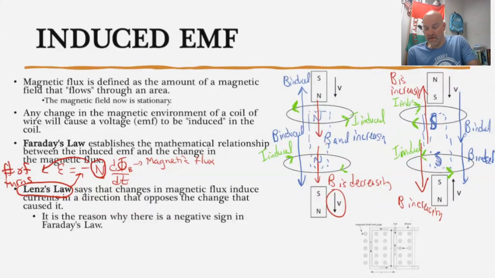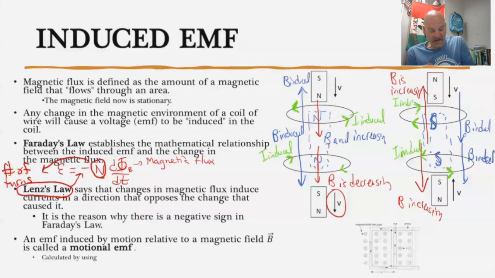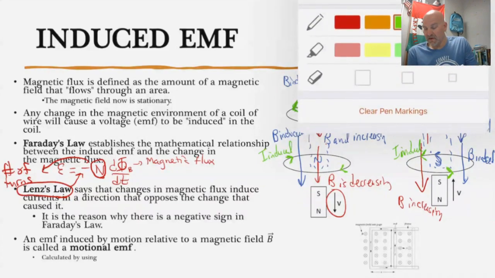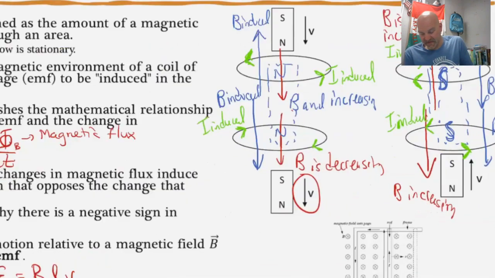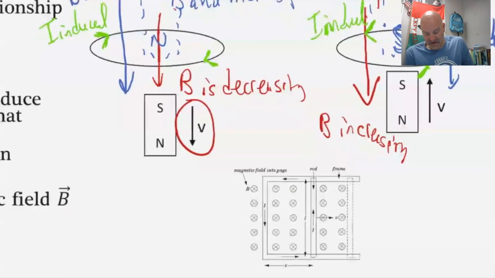All right, and then the last thing in this slide, you'll get something called motional EMF. And so what happens is an EMF induced by motion relative to the magnetic field. It's called motional, and it's calculated by a simple formula. The EMF is BLV. Okay, and it's kind of this picture that you barely see down on the right.